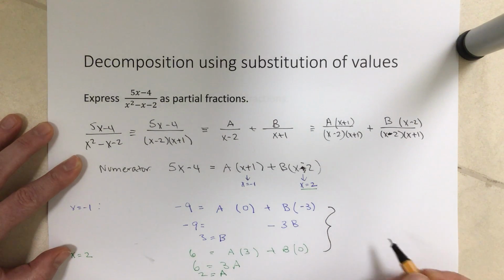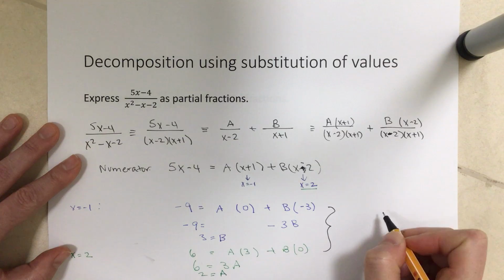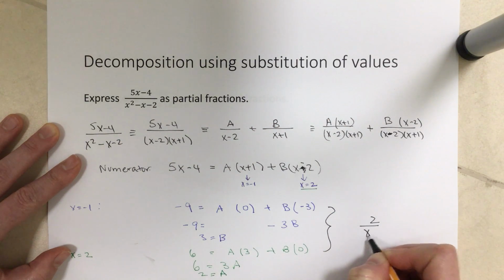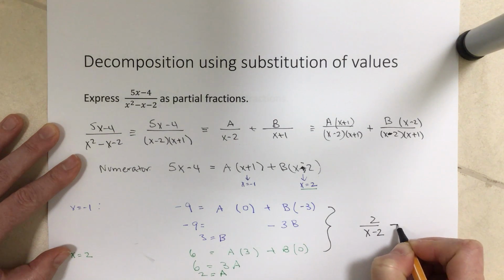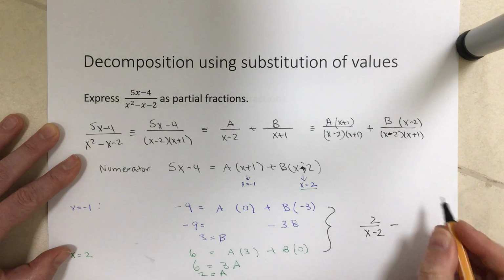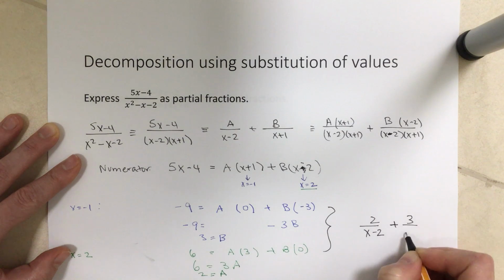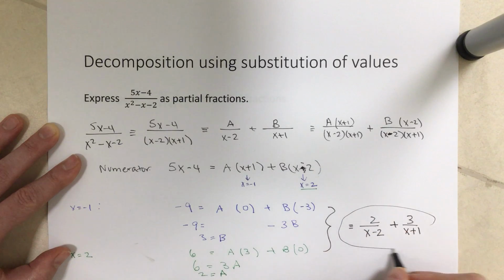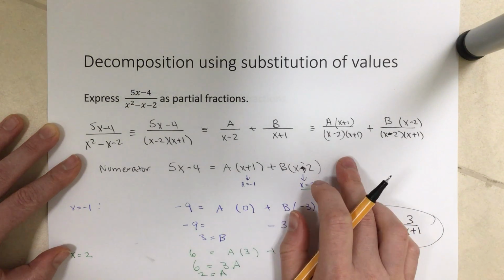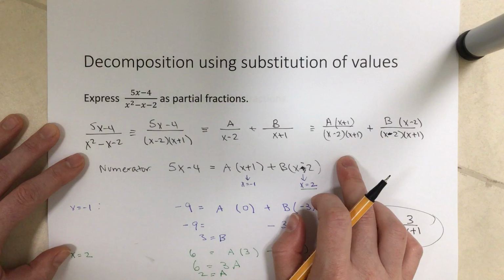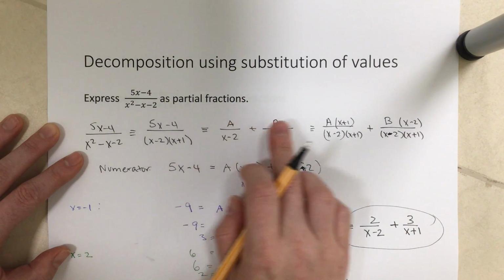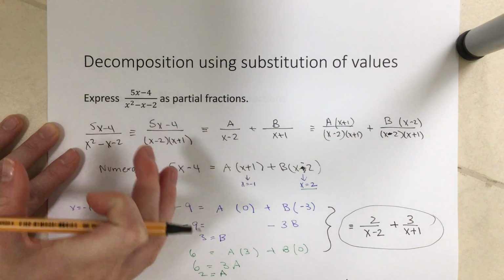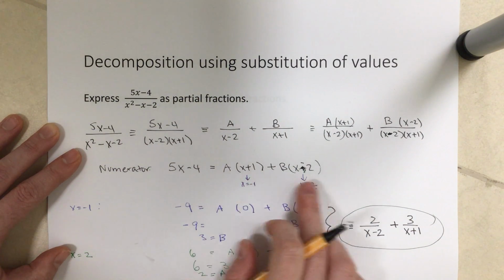From this, I now have the values that I want: a is 2 and b is 3, so 2 over x minus 2 plus 3 over x plus 1. So here's my final answer, by breaking down, again, the denominator into its factors and finding the values of a and b that I can multiply to get the numerator. And I just checked these convenient values here.